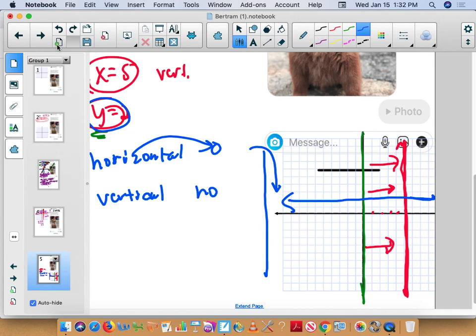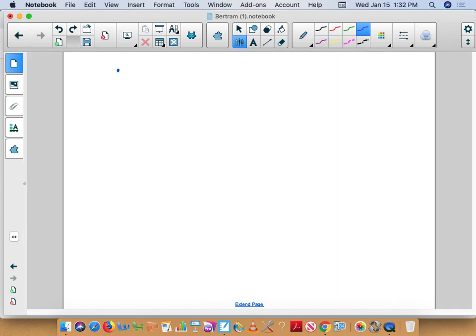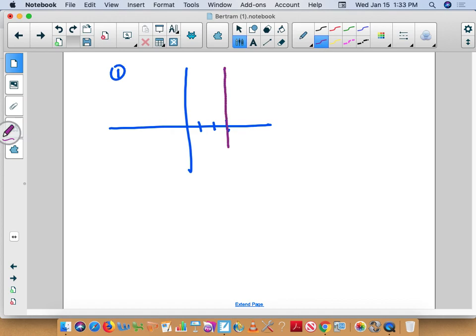All right, so now let's do number 1. x equals 3. I want all of y'all to go out on the x-axis, 1, 2, 3, and draw a vertical line. x equals 3. Every time you see an x equals or a y equals, you do not have a slanted line. Did everybody do that? Some people aren't writing.